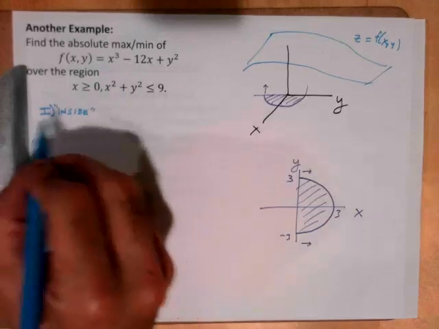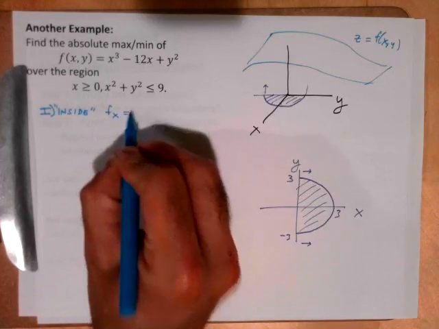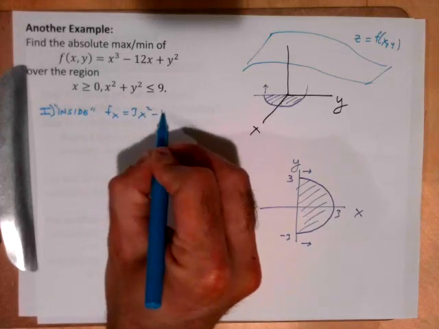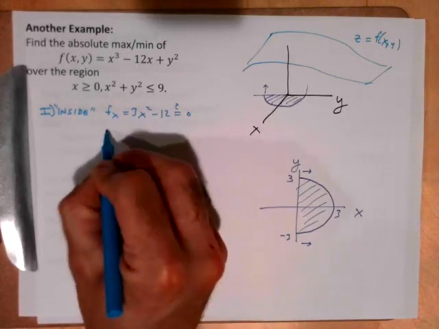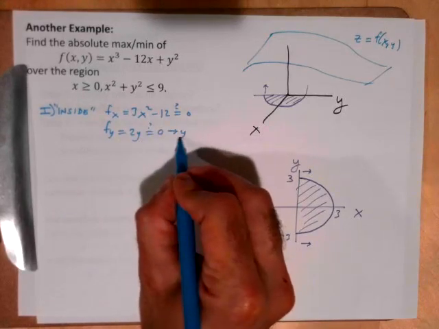So, are there any critical points on the inside? I'm going to do the partial with respect to x. That's going to be 3x squared minus 12, and I'm going to set that equal to 0. The partial with respect to y is going to be 2y. Take whichever way, either one is easier.